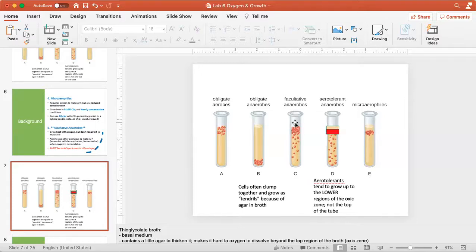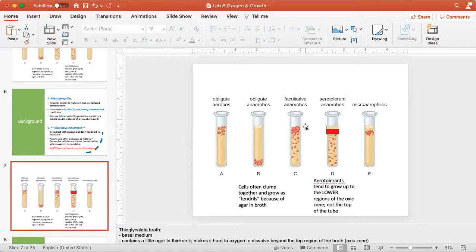Facultatives grow all the way through the oxic zone. Both of them can grow down the rest of the tube as well. So this is the difference between an aerotolerant and a facultative.